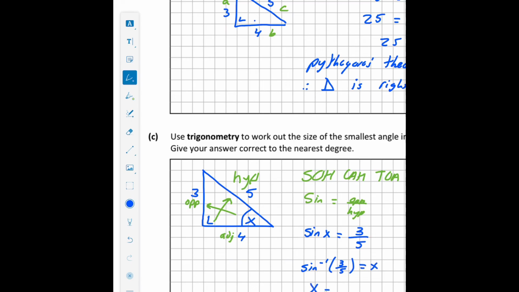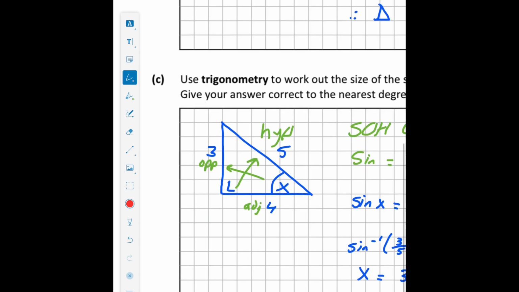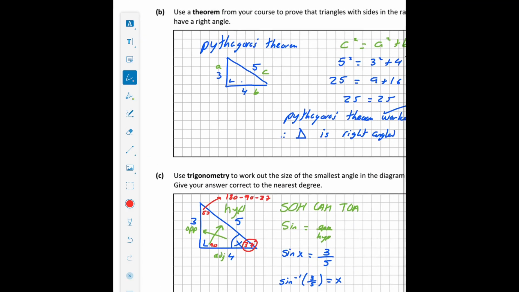Pop down to my calculator. I get shift sine minus 1 of 3 over 5 is equal to 36.8 degrees. Going to the nearest degree, that's 37 degrees. Now I'm going to mark in my angles just to double check. This is 90, this is 37. Now we find this one up here: 180 minus 90 minus 37. So that angle up there is 53. So my smallest angle is definitely 37.